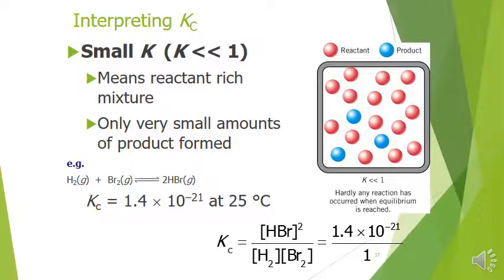And again, if K is a lot less than 1, that means you have a lot more reactant than product. So this is negative 21. Another way to think is 10 to the minus 21 is like 1 over 10 to the 21st. So this is product and this is reactant. At equilibrium, there's a lot more reactant than product. In the previous slide, there was about equal product and reactant.